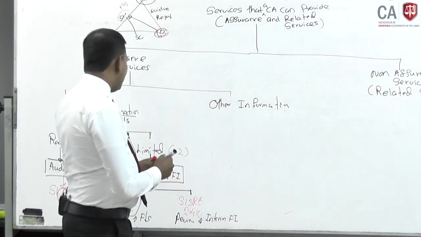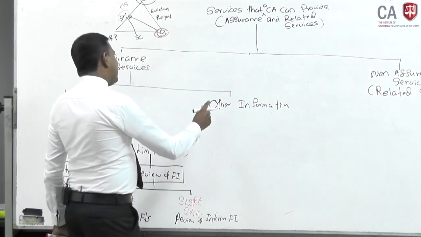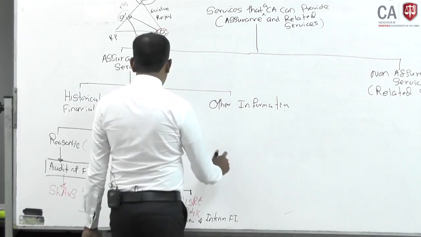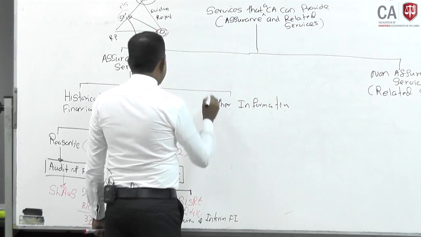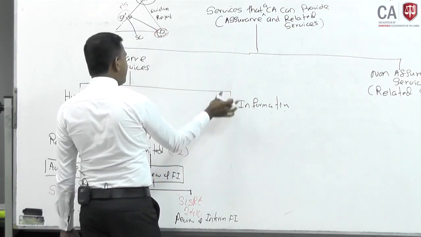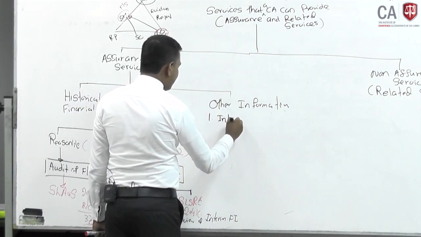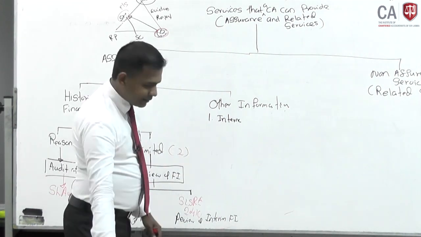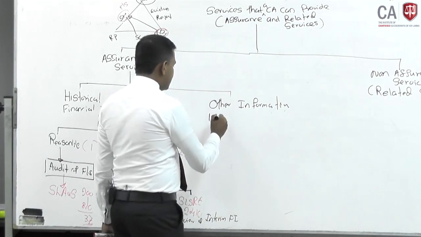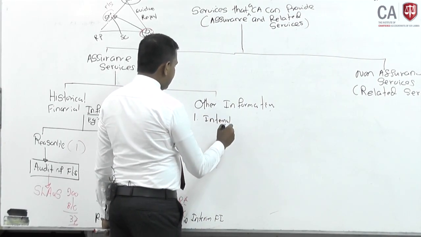So I will tell you now, remember, if there is other information, I'll go through it. Number one, the subject matter can always be a financial statement or can be other information, let's say the internal control of the business organization.